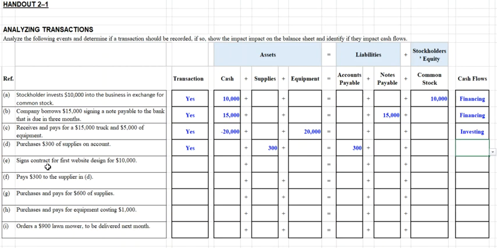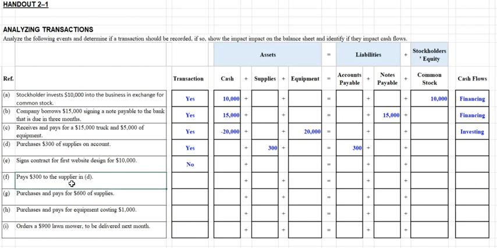E, we sign a contract for first website design for $10,000. This is not a transaction. We have no change currently in our assets or liabilities. We've signed a contract for web design, and when the web design company provides that service and actually designs our website, then it'll be an expense at that point in time, and we'll have a liability. So at that point in time, there will be a transaction.